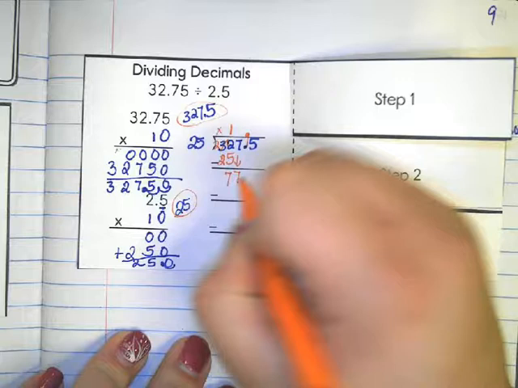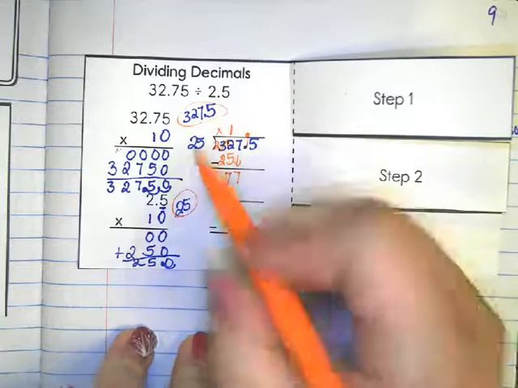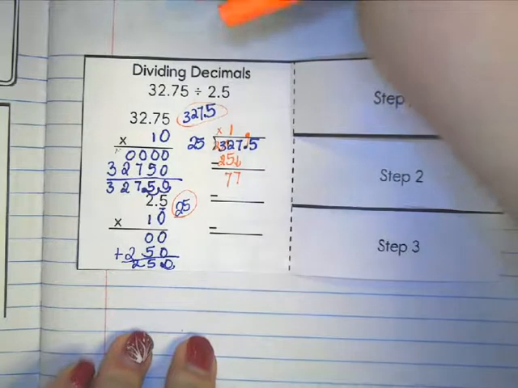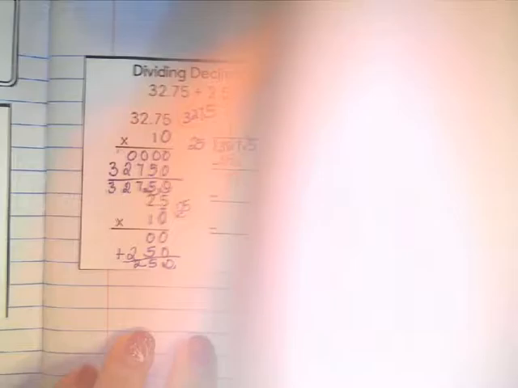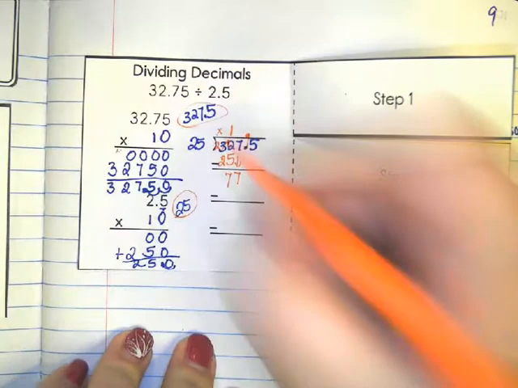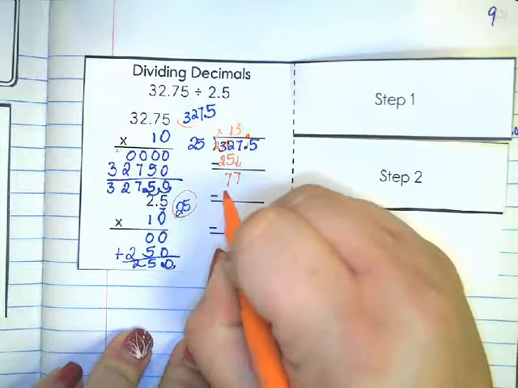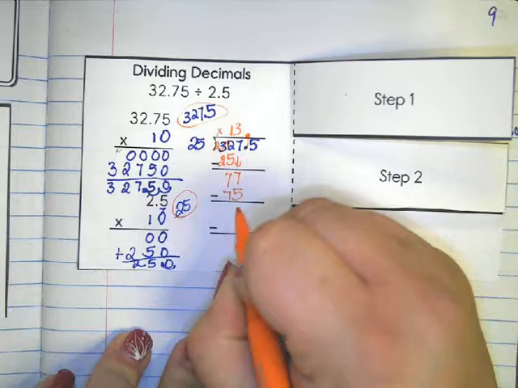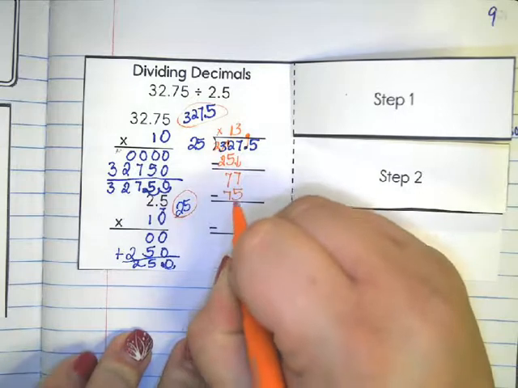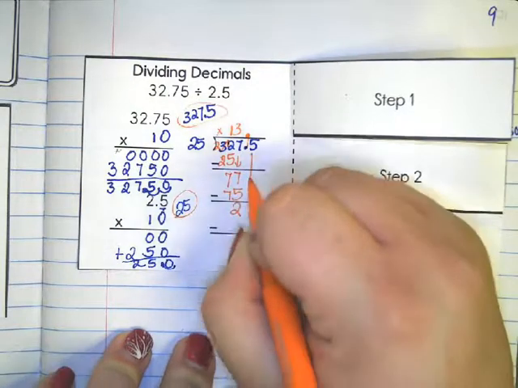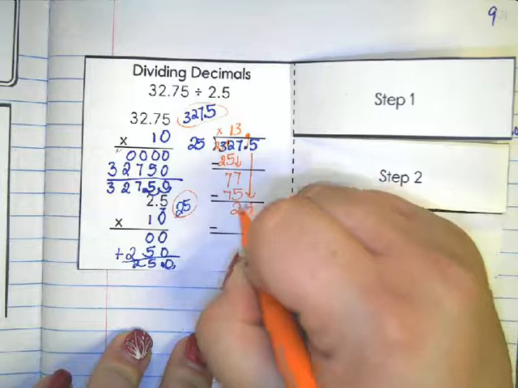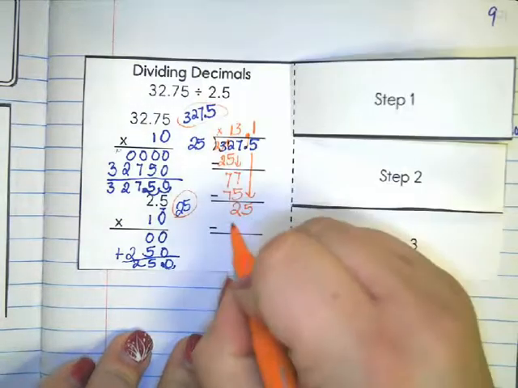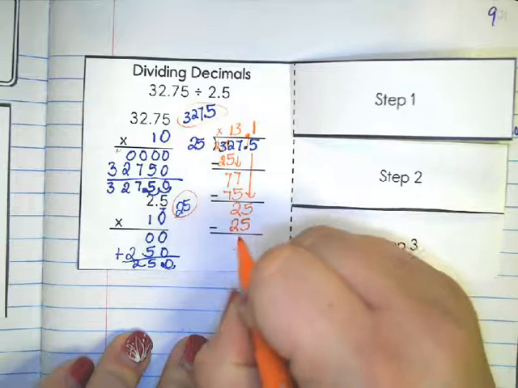How many times does 25 go into 77? Think of quarters. 3 times. Which gives me what? 75. 77 minus 75 gives me 2. Bring down my 5. 25 into 25, 1 time, which gives me 25. 0 left over.